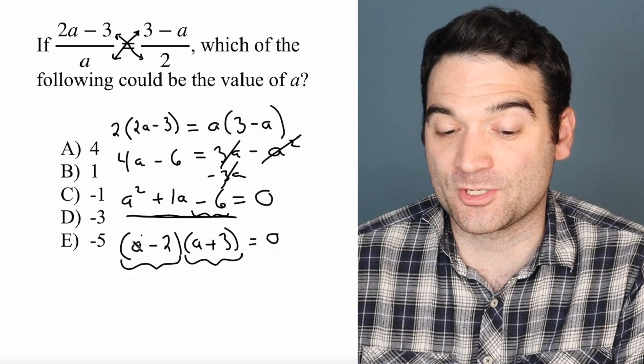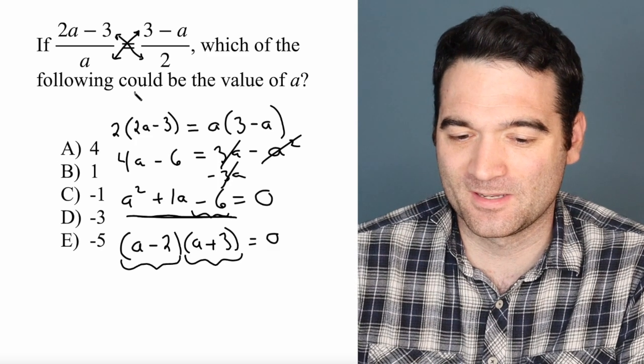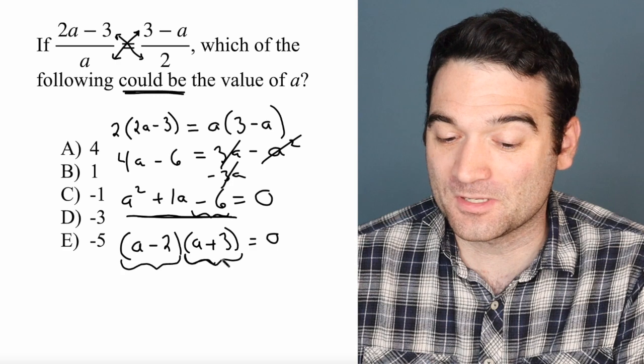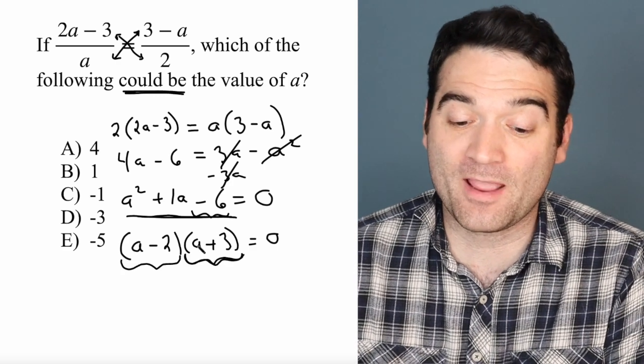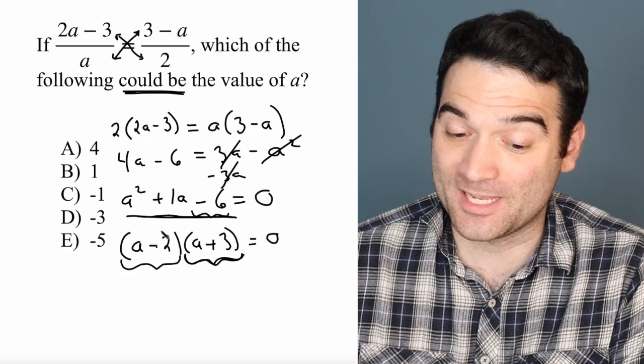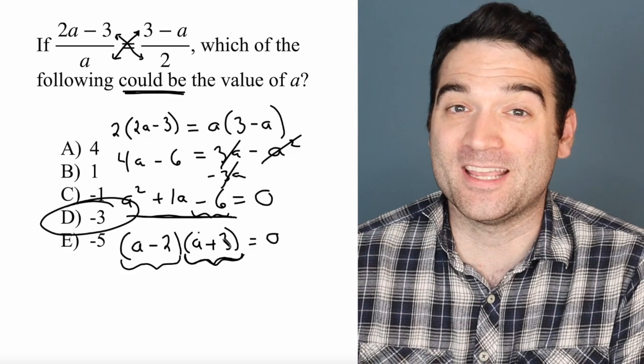Well, what's going to make this expression equal to 0? 2. I don't see 2 in these answer options. It's asking what could be the value of a. So what's going to make this equal to 0? Well, it's going to be negative 3. If I make a negative 3, then I have negative 3 plus 3 is 0, and that multiplies by whatever this is, negative 5, and that gives me 0. So negative 3 is the correct answer here.